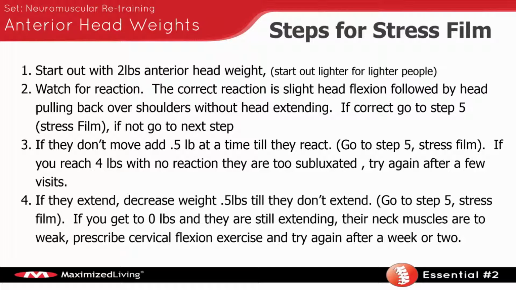Now let's say you put on that 2 pounds initially and they extend. Well, what you do is you decrease weight a 1/2 pound until they don't extend anymore. And once they don't extend, you go to step 5, which is take a stress film. Now if you get to just the weight of the harness and they're still extending, which is about 1/4 pound or so, that means their neck muscles are so weak they can't even carry that.